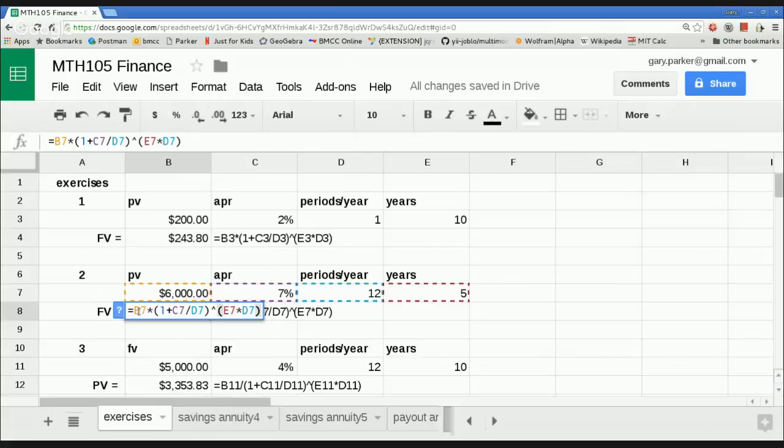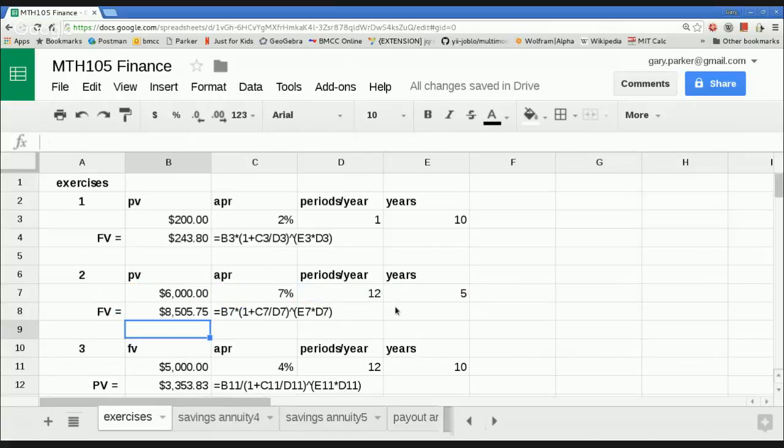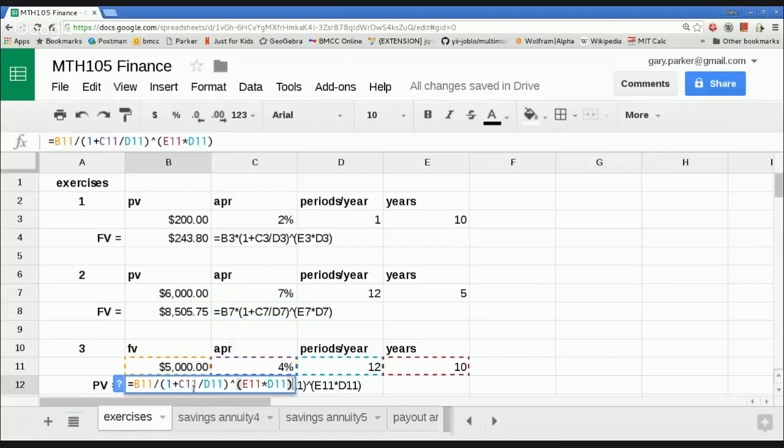Again, starting with my balance, I have my growth multiplier here. And then I have to raise that to the power of the number of times I apply it, 12 times per year for 5 years. Not too bad. This one reverses it, and to reverse that, basically we undo a multiplication with a division. And so here I'm going to divide by the growth multiplier over time.